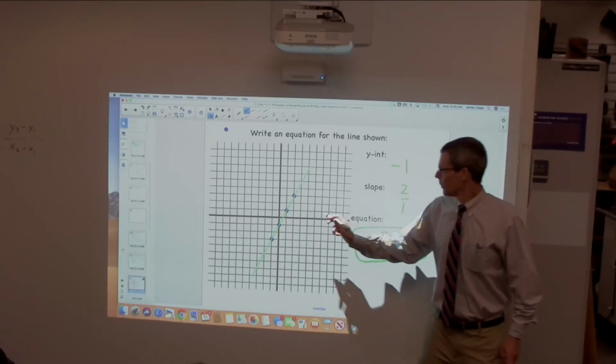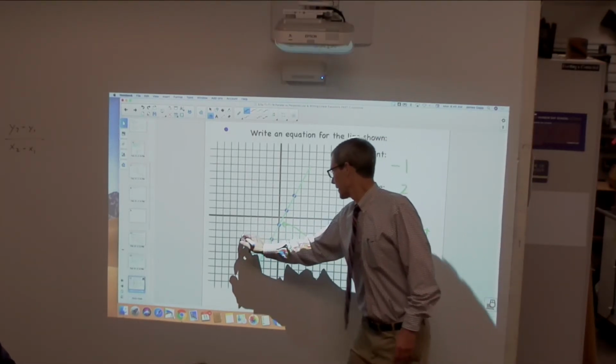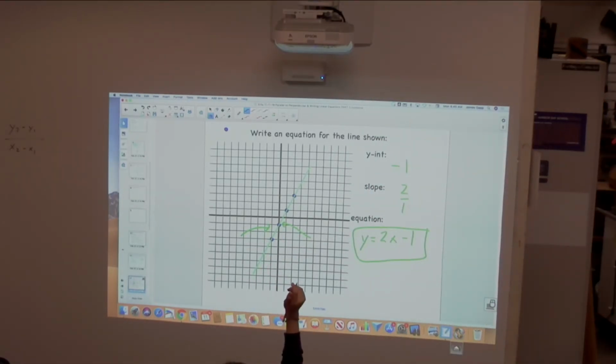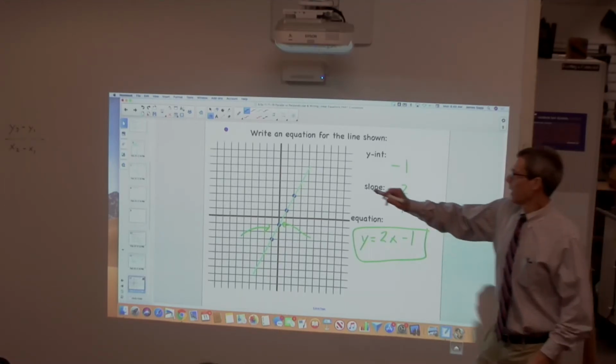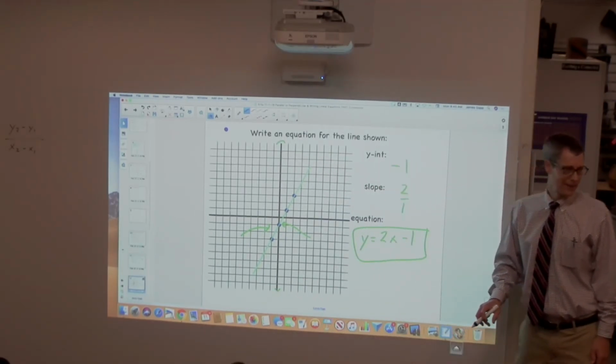Oh, because the y-intercept is right here. How do you know it's right there? Because the bold line, that's the y. So this is the y. Whoa. So any line crossing that is the y-intercept.